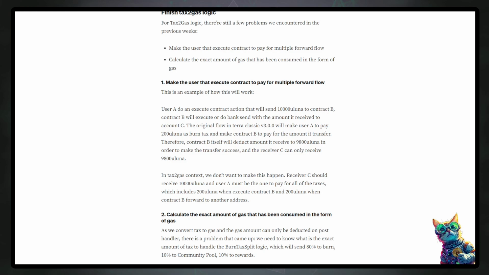User A does an execute contract action that will send 10,000 U Luna to contract B. Contract B will do a bank send with the amount it received to account C. The original flow in Terra Classic V3 will make user A pay 200 U Luna as a burn tax and make contract B pay for the amount it transfers. Therefore, contract B itself will deduct the amount it receives to 9,800 U Luna in order to make the transfer succeed, and the receiver C can only receive 9,800 U Luna.